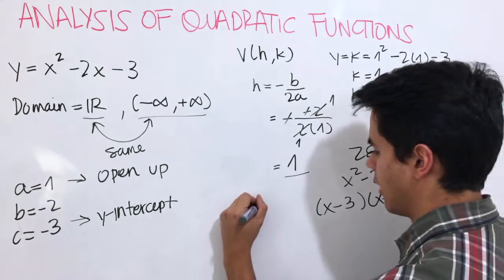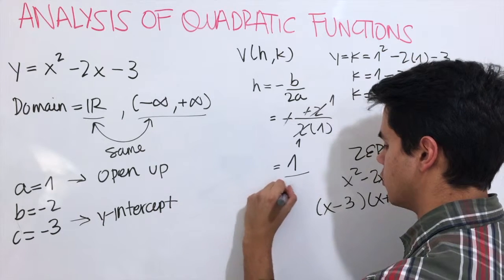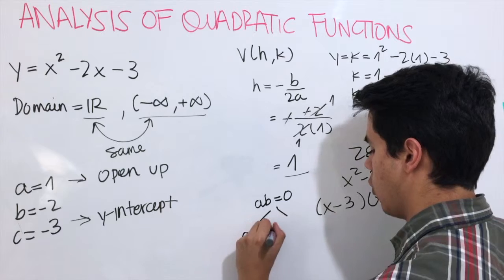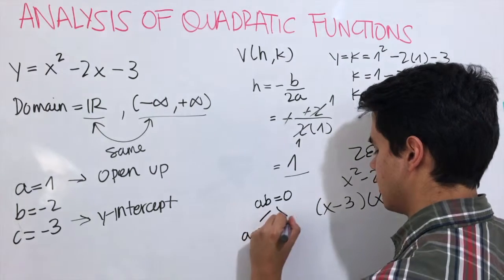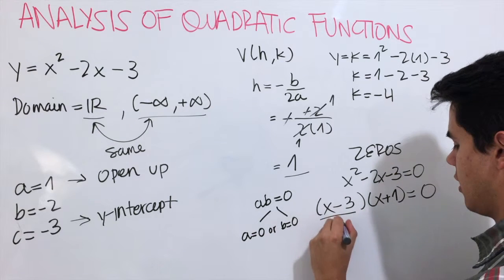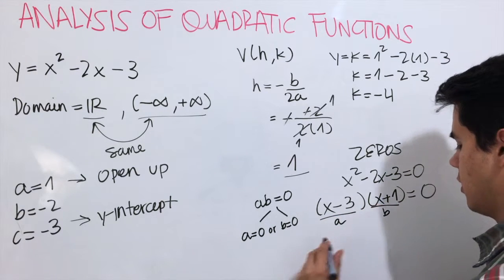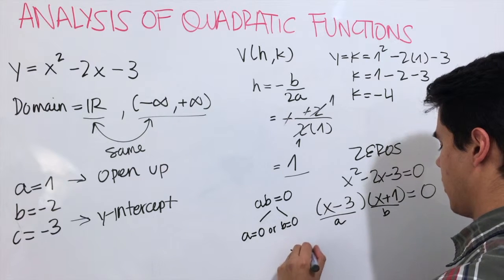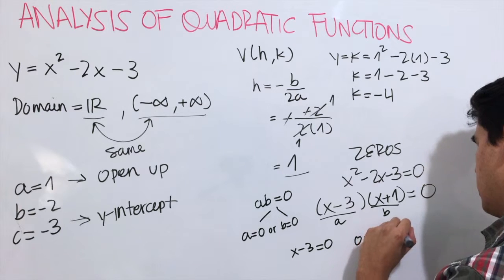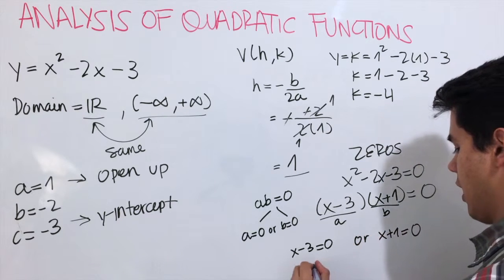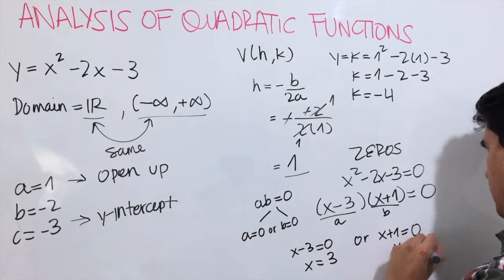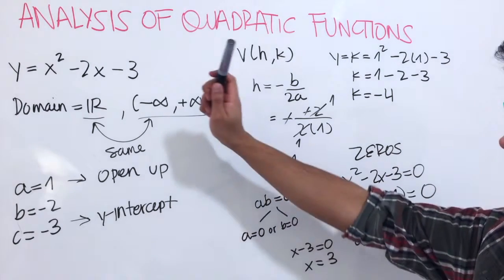Let's recall that if a times b is equal to 0, we have two options: either a is equal to 0 or b is equal to 0. So if we make this our a and this our b, then we know that x minus 3 is equal to 0, or x plus 1 is equal to 0. So we have a value of x equal to 3 and a value of x equal to -1. Those are going to be the zeros of our quadratic function.